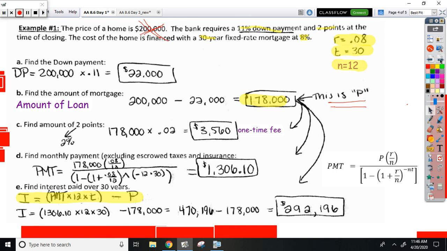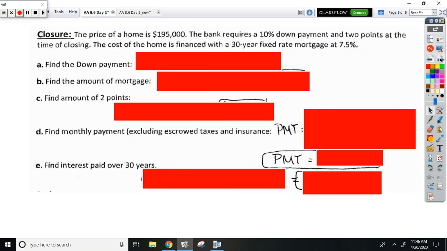All right, if you feel up to it, go ahead and try the closure on your own, pressing pause, and then you can press play when you're ready to see the answers. So press pause now if you'd like to try it on your own.